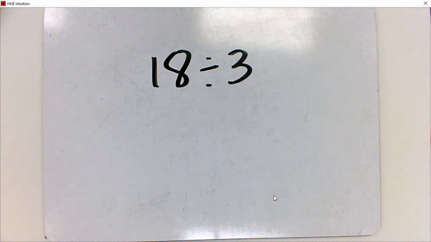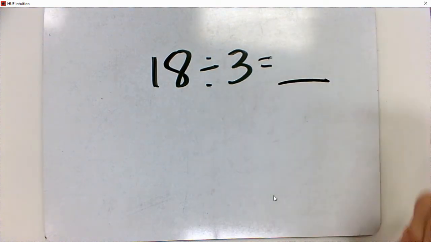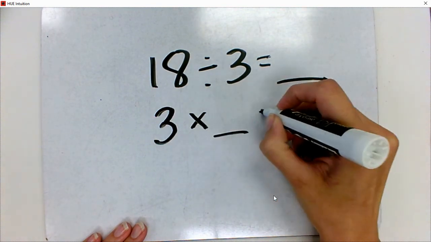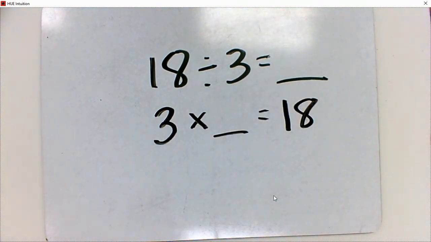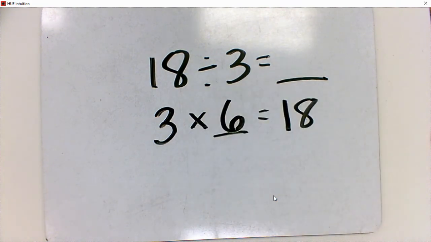Remember that multiplication and division are opposites, so I can rearrange the numbers in a division problem to make a multiplication problem. Instead of thinking 18 divided by 3 equals what, I'm going to flip the numbers around and think 3 times what equals 18. And if I know my multiplication facts like I should, I know that 3 times 6 equals 18. So if 3 times 6 equals 18, that means 18 divided by 3 equals 6. These two equations are in a fact family together.